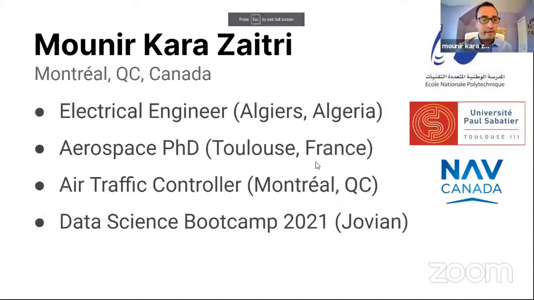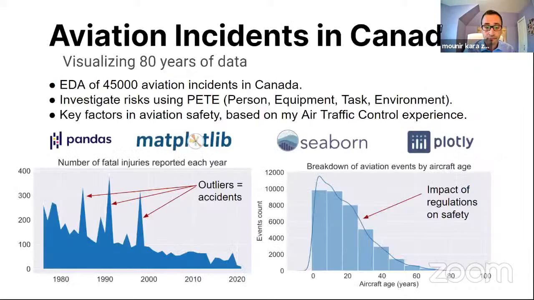Next, we have Mounir. Hi, my name is Mounir, and I'm based in Montreal, where I work as an air traffic controller for NAV Canada. My background is in electrical engineering from the National Polytechnic School of Algiers. And I also earned an aerospace PhD from Toulouse University in France, where I worked on spacecraft guidance. I do in parallel work on personal projects and learnings, including the Jovian Bootcamp that I joined in March 2021. I would like to present some of my projects.